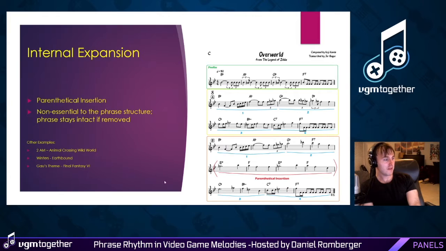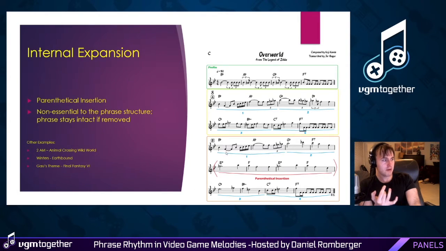So with the parenthetical insertion, just like how parentheses work in sentence structure, not to be confused with mathematical structure, in linguistics, in sentence structure, if you take out the parentheses, then the sentence should still make sense. And if you can imagine what it would sound like with the stuff in parentheses removed, then you should still be able to make sense of the melody.